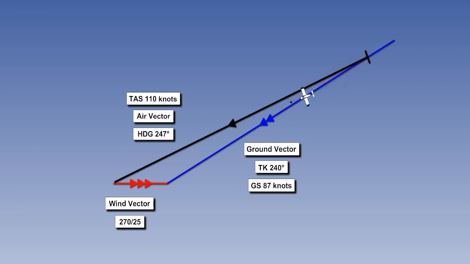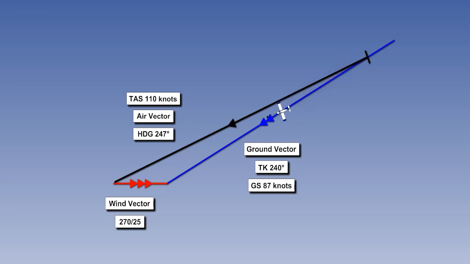To make good a track of 240 degrees true, with a prevailing wind from 270 degrees true at 25 knots, an aircraft flying at a true airspeed of 110 knots will need to fly a heading of 247 degrees true, and will achieve a ground speed along track of 87 knots.